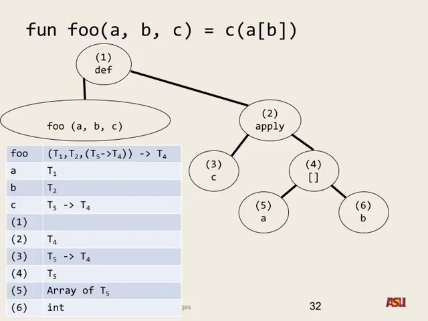Then we go to node 5. What does this tell us by looking at node 5? Now we know that A, with the type T1, must be an array of T5. Why is node 6 an integer? This is the array access operation constraint: anything used inside the brackets, like B here, must be an integer. So we're doing array access based on integers.